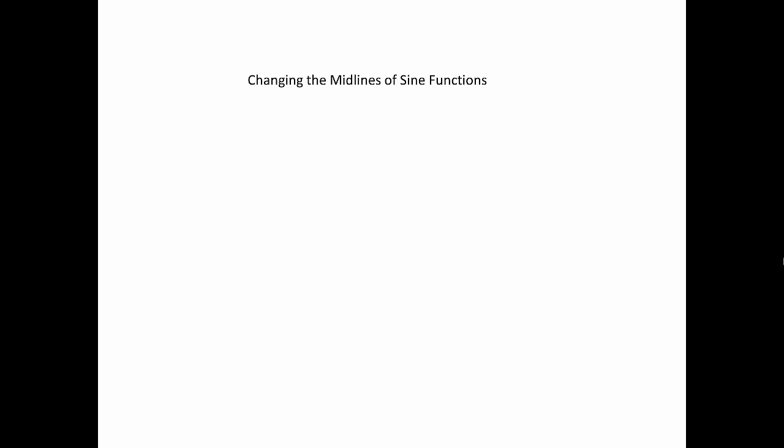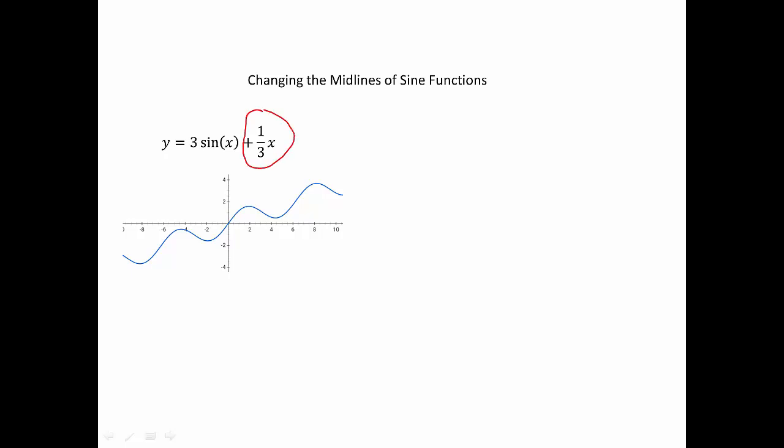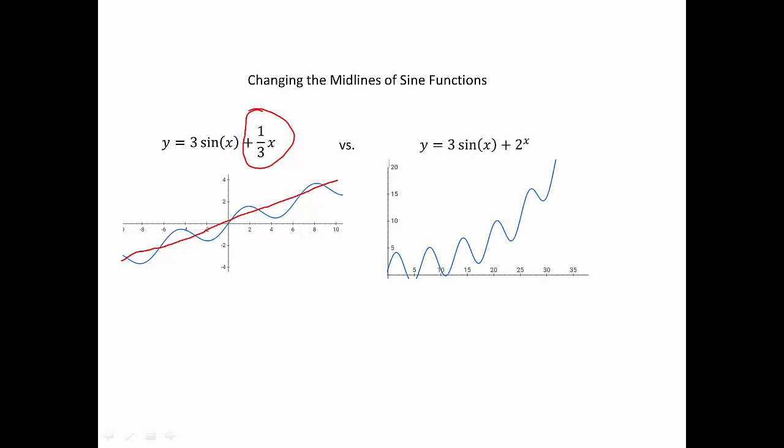So, a quick video on changing the midline of sine functions. What that means is, for example, adding a linear type of midline. By adding this extra term here, your sine function moves up at a slope of 1/3, versus here where we add an exponential midline, and the midline of the sine function moves up in an exponential way.